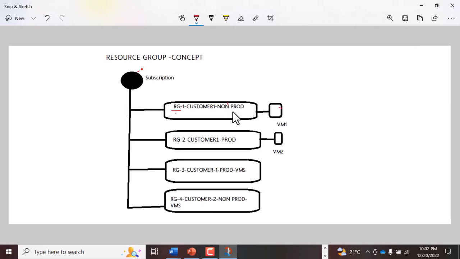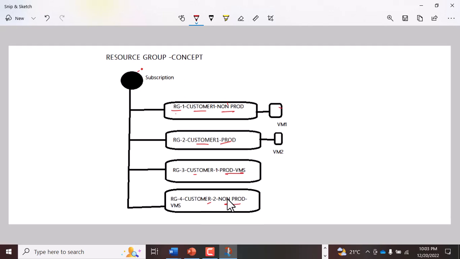So if you need to bifurcate your deployment, for example, customer one non-prod, customer one prod, customer two non-prod, customer two prod, so I need to bifurcate the deployment between customer one and two, and that too between non-prod and prod, I create multiple resource groups like folders. So tomorrow if you want to deploy a very specific project, you can create a separate resource group for that project. So the resource group can contain a specific type of resource or can be bifurcated based on prod and non-prod.